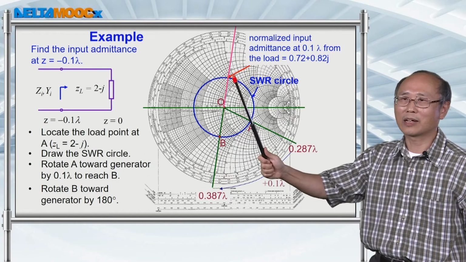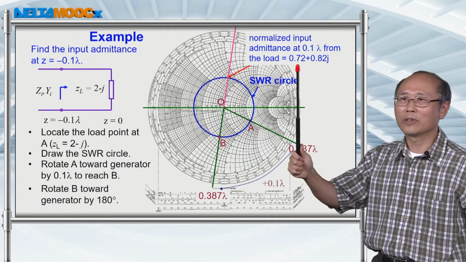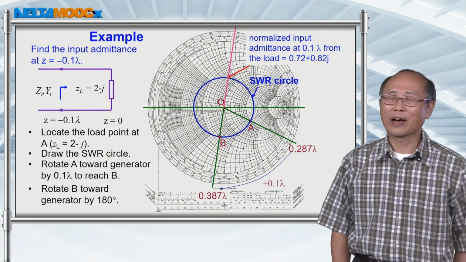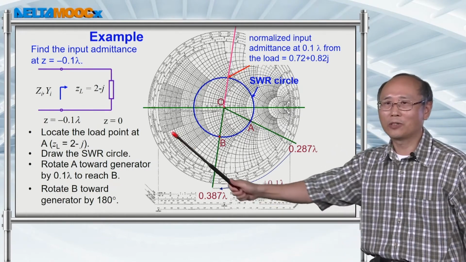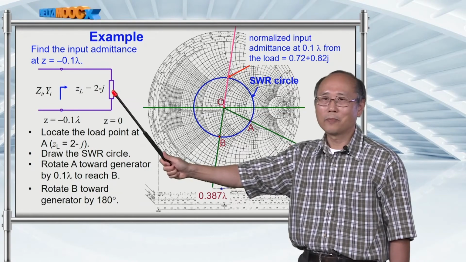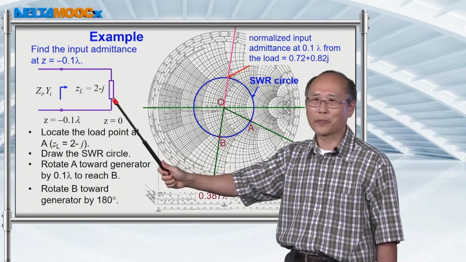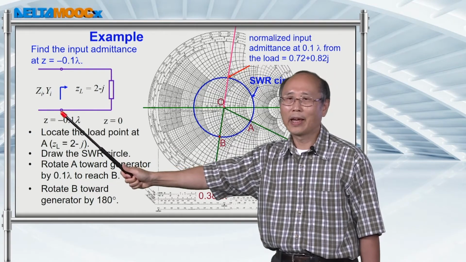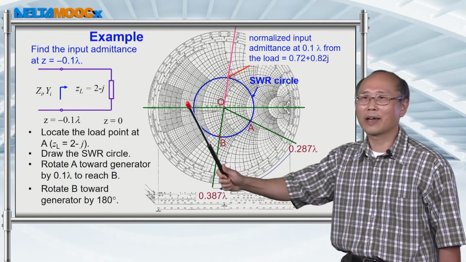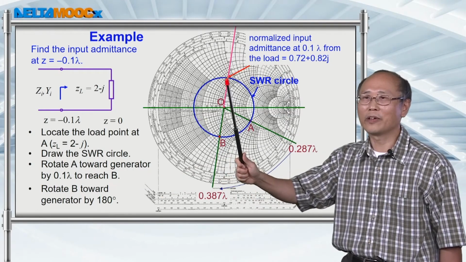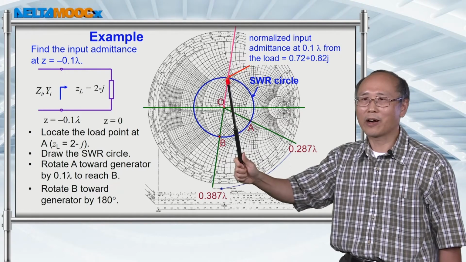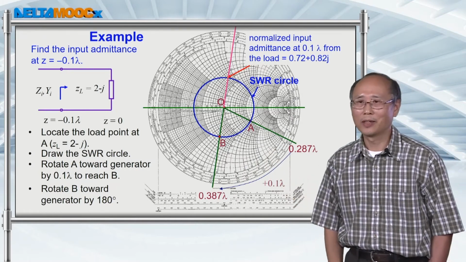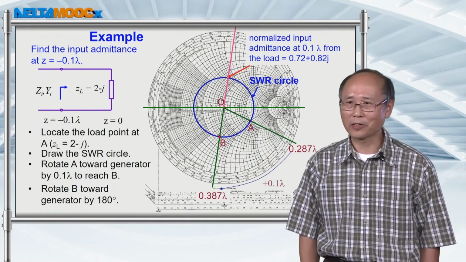This can be read to be 0.72 plus 0.82j. So this is how you find the normalized admittance subject to a load impedance. First you have to do impedance transformation to determine the input impedance at this point, and then rotate this line by an additional 180 degrees, and then you read the values for RL and XL, and those values in fact are the admittance values. So this is how you find the input admittance.